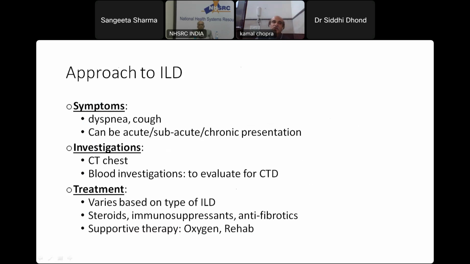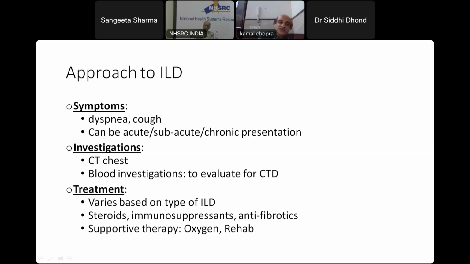Now, after pneumonia, we come to ILD. Brief points about interstitial lung disease. Patients usually complain of dyspnea, which is progressively increasing. Patients can cough, usually a dry cough. Patients can present with acute, subacute, or chronic presentation. On X-ray chest we can suspect ILD, but confirmation occurs on CT scan. Blood investigations are used to evaluate the different types of lung diseases.